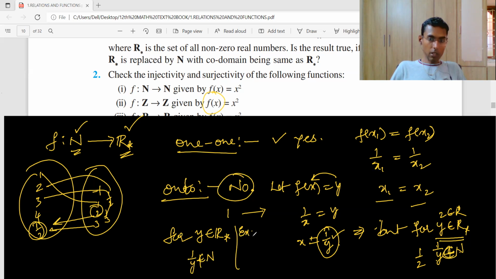For example, you can give an example. 2 belongs to R star. Its pre-image is 1 by 2, that does not belong to N. Like that, you have to give an example.